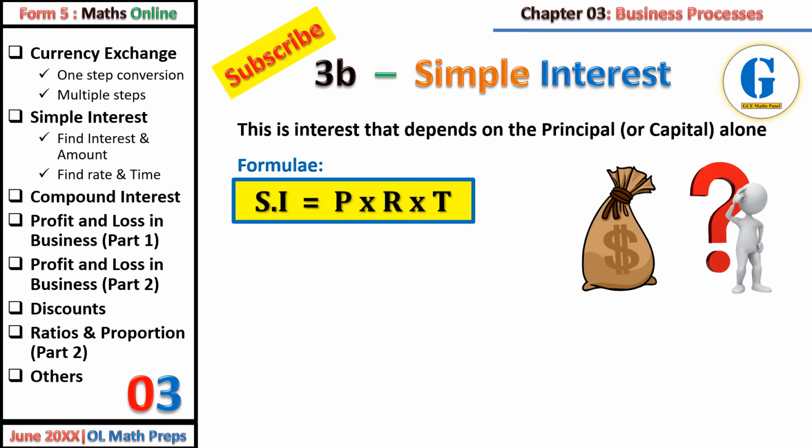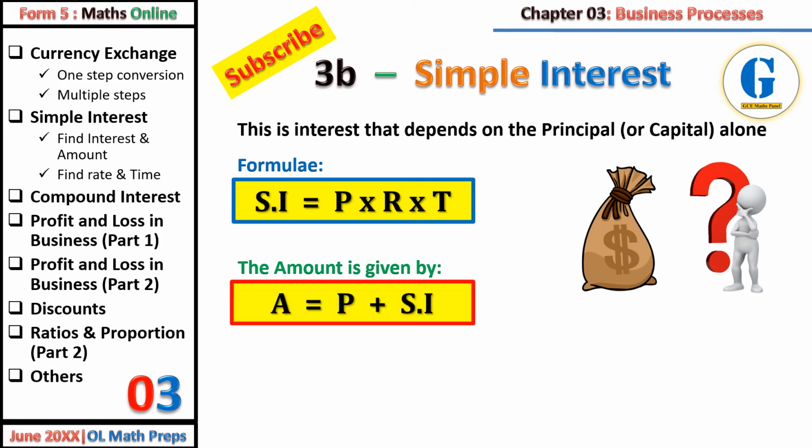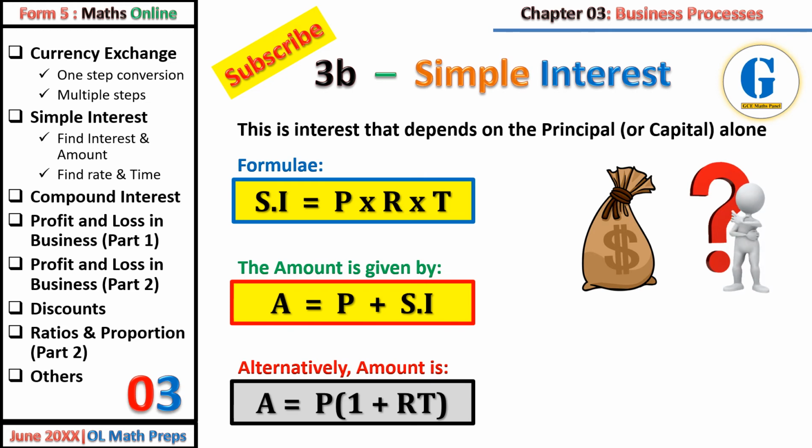Simple interest is given by the formula capital times rate times time, or principal times rate times time. And the amount at the end of a certain period is given by the principal plus the simple interest. From here, you can obtain the principal or the rate or the time by doing simple transformations, or transposition of formulae. Alternatively, you can get the amount directly if given the rate, the time, and the principal by using the formula amount equals principal into 1 plus rate times time.